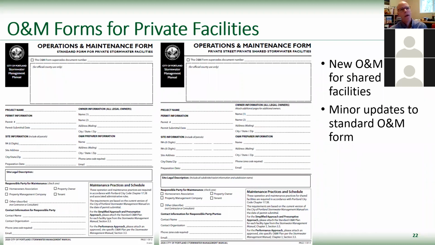On the subject of O&M forms and O&M requirements, one of the only pieces of real news is that we have a new O&M form for shared facilities, say on a private street. The form allows for more property owners to enter their information, and it should serve both the public and BES well. And there are just minor updates to the standard O&M form otherwise. Next.